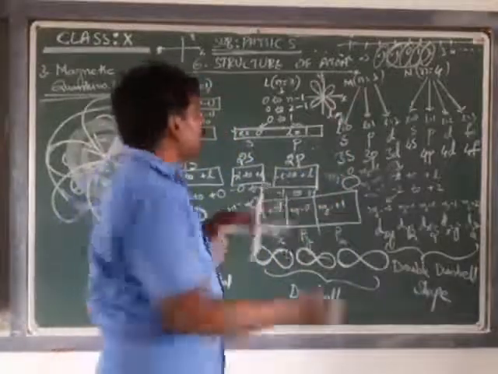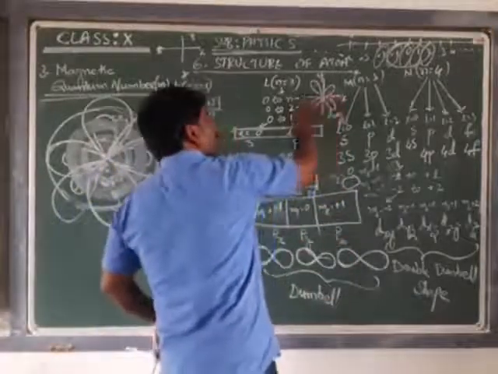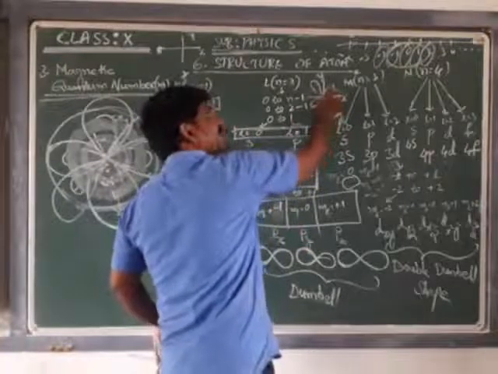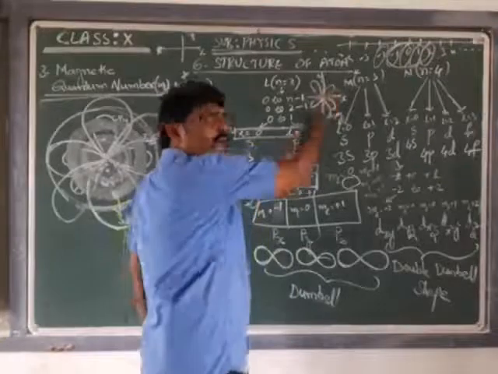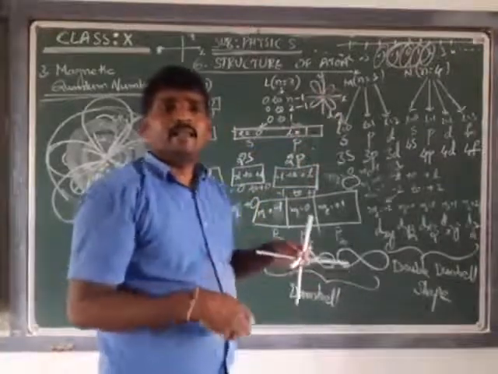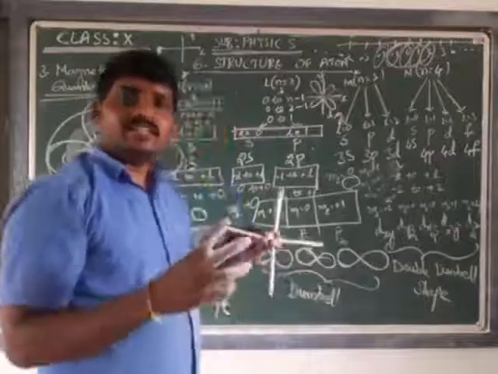Are you able to follow? If it is aligning along the axis, it is px. If it is aligned in between the axes, that is dxy. That is d, double dumbbell. Have you understood, all of you?